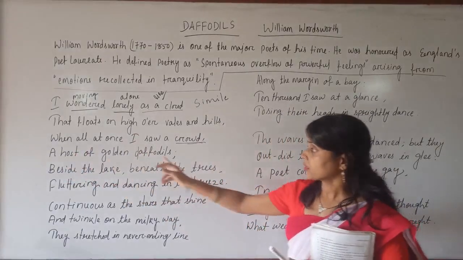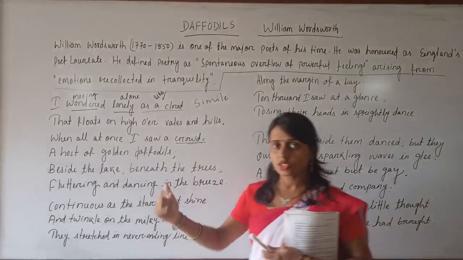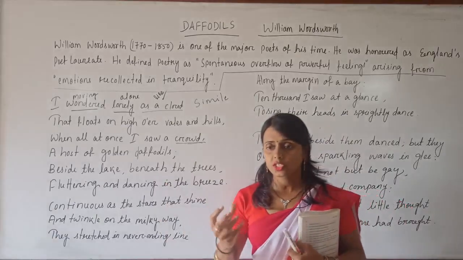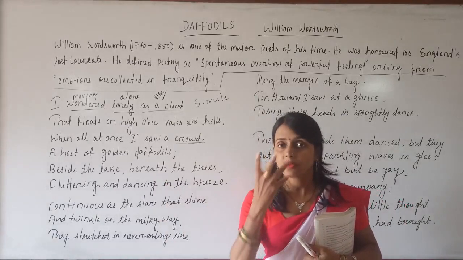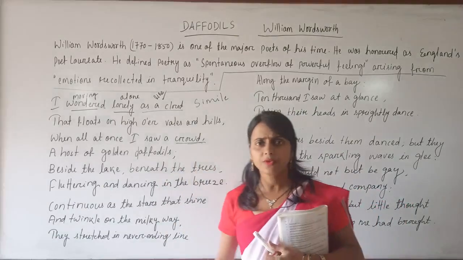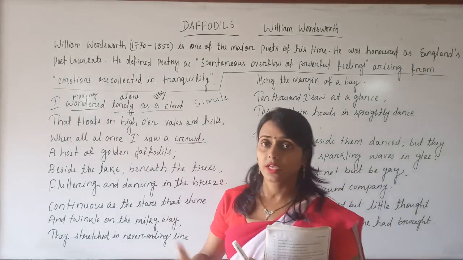And here the color of the daffodil is being mentioned. You also can search it. The daffodils are just like a funnel shape, okay, a funnel-shaped golden yellowish flower. It is not found in India, it is found particularly in England.